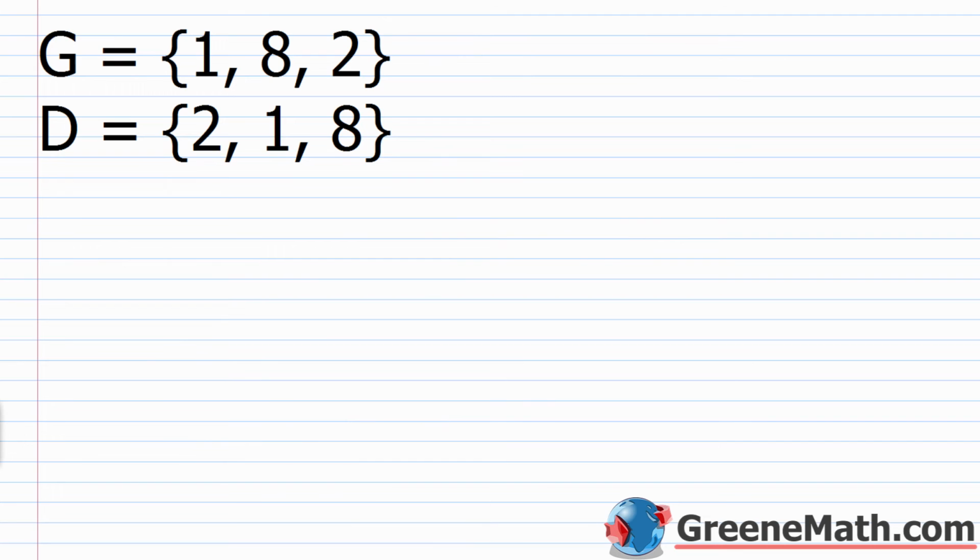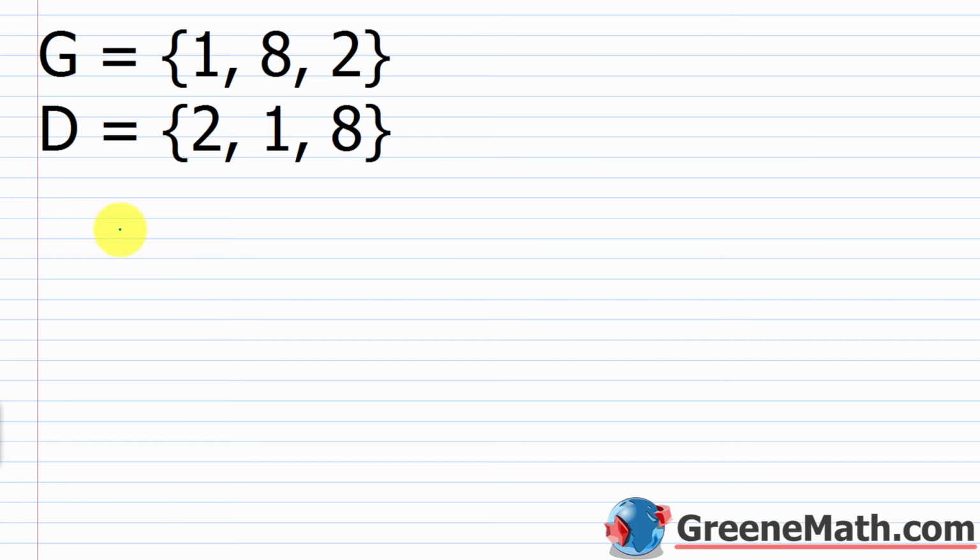Now, if 2 sets are equal, meaning they have exactly the same elements, they're known as improper subsets of each other. So in this example, we have G, which has 1, 8, and 2, and D, which has 2, 1, and 8. These 2 sets are equal to each other because they have the same elements. 2 and 2, 8 and 8, 1 and 1. So the exact same elements, so they are equal. So we can say they are improper subsets of each other.